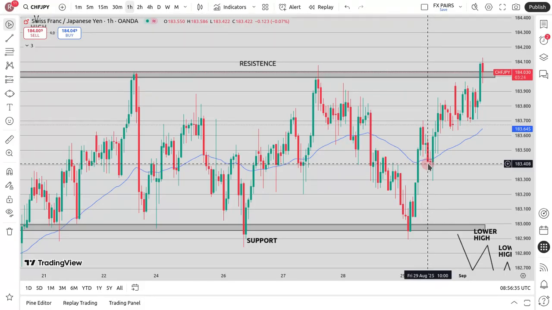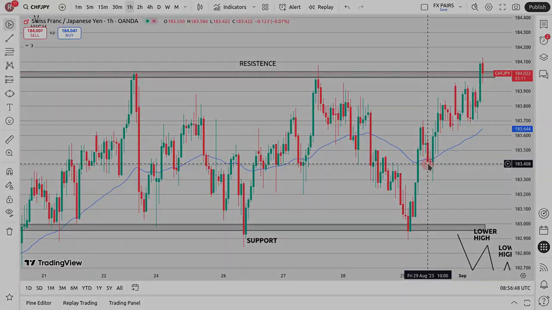So to analyze the charts as a beginner, just follow these 3 steps. 1, find the trend, 2, mark out the support and resistance, 3, use a simple indicator for confirmation, just as I've shown you. That is the 50 moving average. Keep it simple, practice daily.